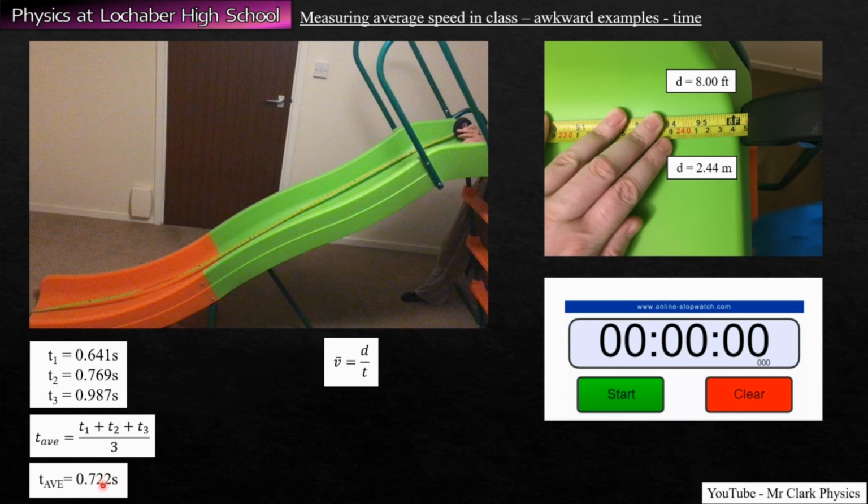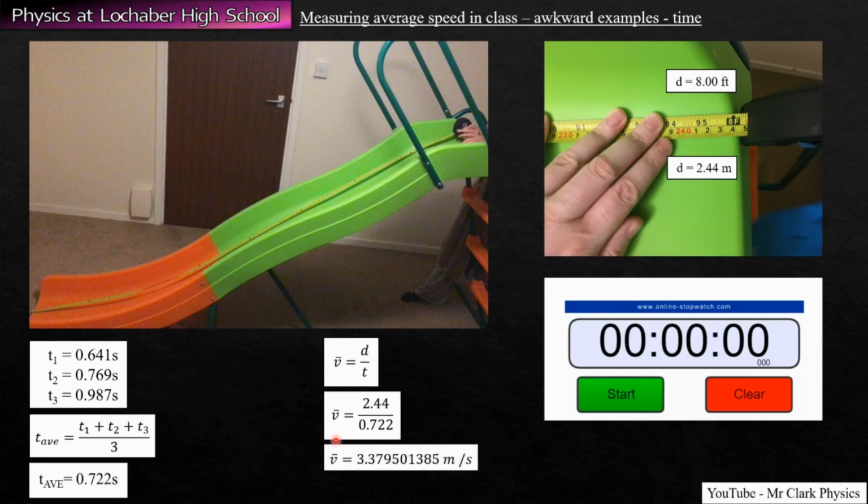If I now take that and the distance and put them both into my equation for working out the speed, I find I have a value of 3.379501385 meters per second. Now, many people write down that number because they think their calculator is perfect, and if the calculator says something, it must be true. Who's going to argue with the calculator? Well, I'm going to argue with the calculator. You see, these numbers are pretty much made up nonsense.